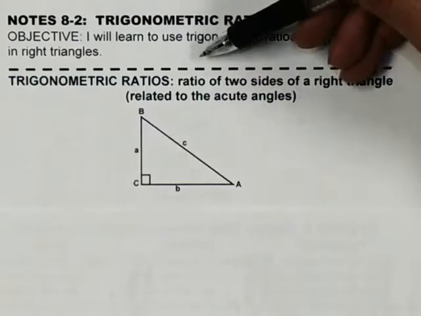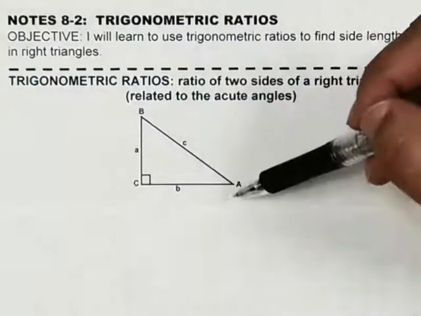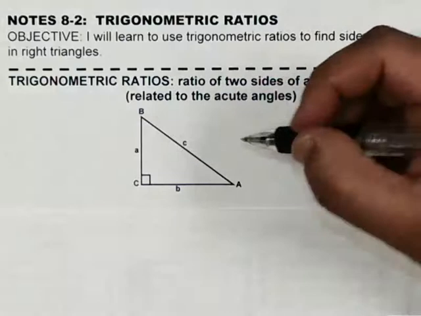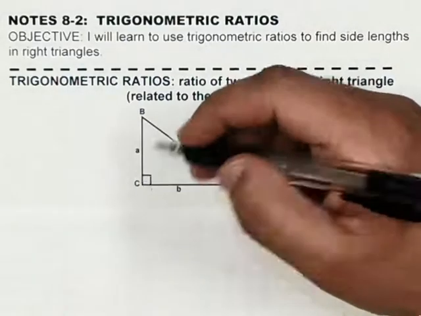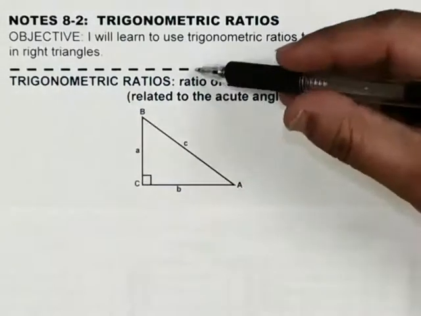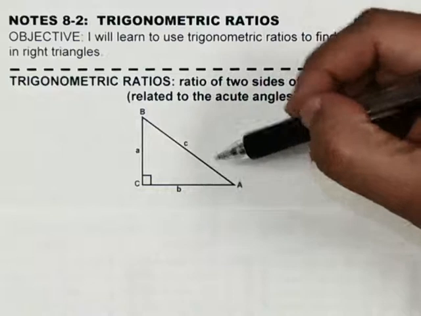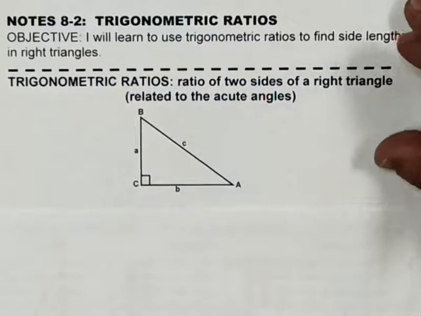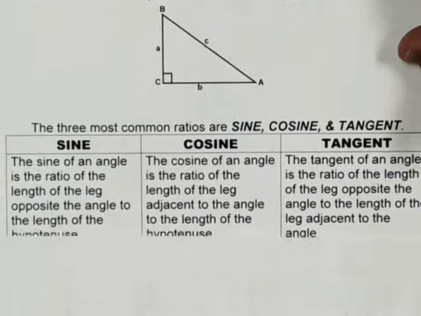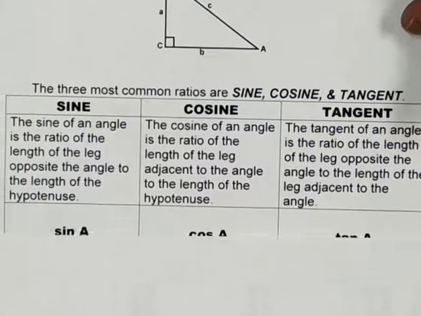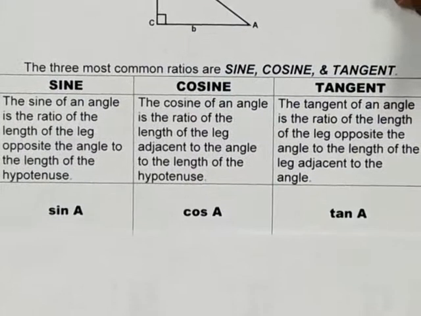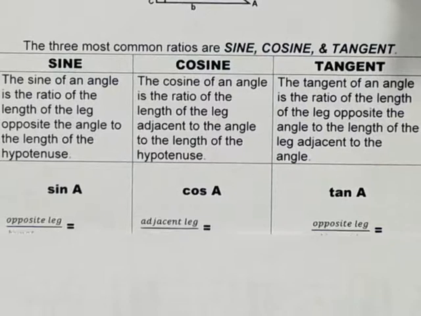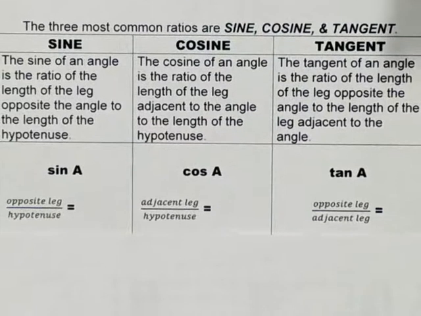So if I have this right triangle here, triangle ABC, and C is going to be my right angle, I can use these trig ratios either using angle A or angle B. All right, and I'll show you how in a few minutes. Let's define these. The three most common ones are called the sine, cosine, and tangent ratios.